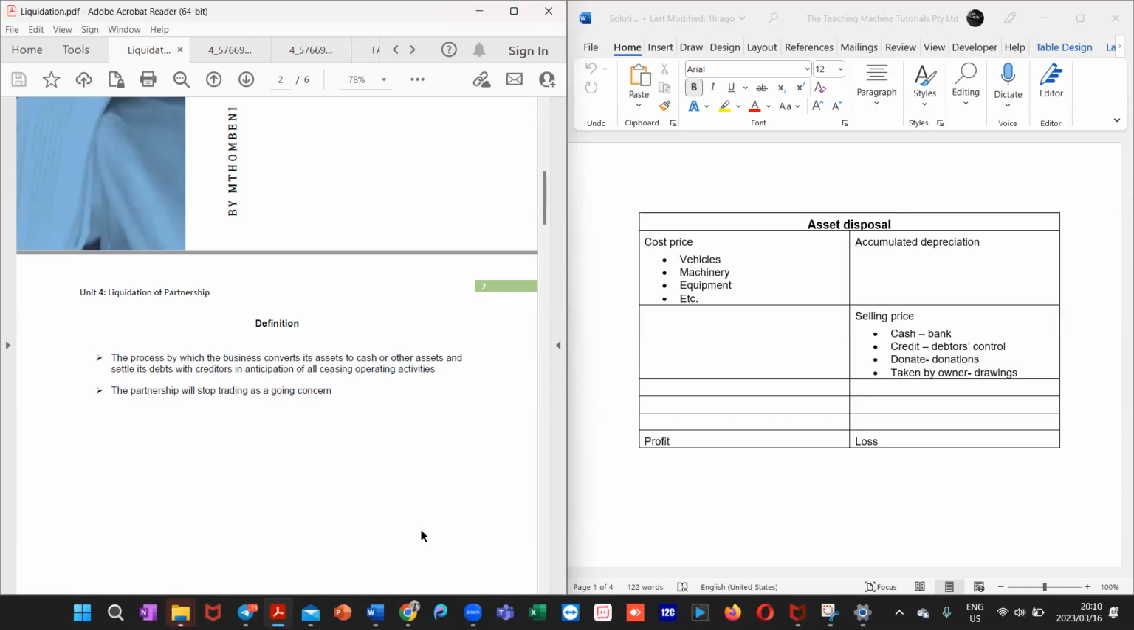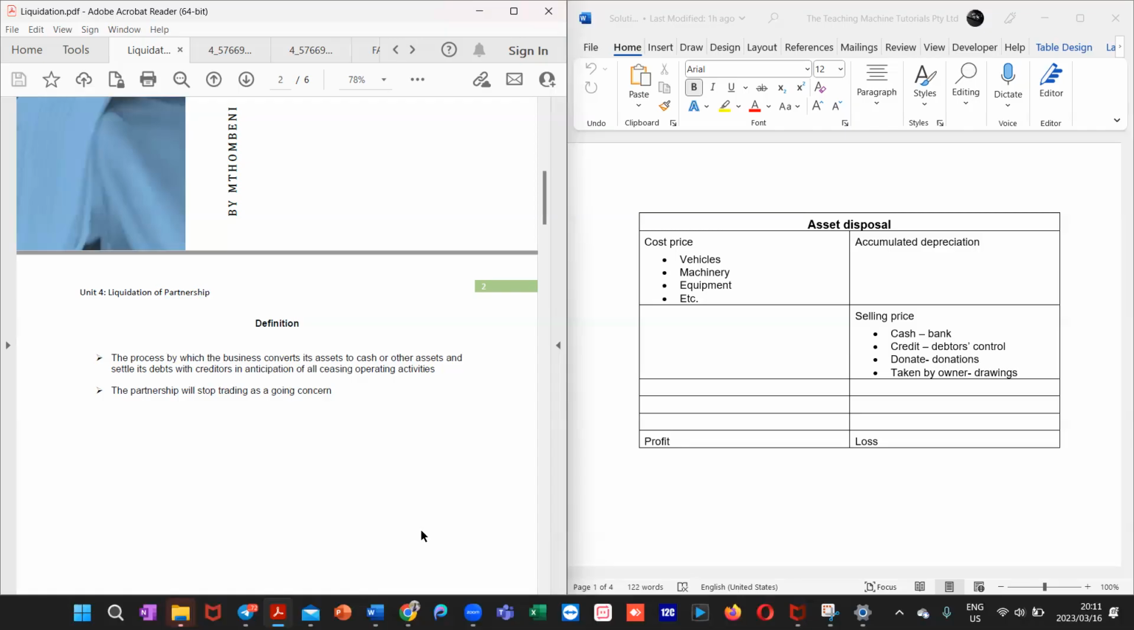So if they say the company is liquidated, it means that the company will convert its assets into cash in order to settle debt, and it won't be able to continue. In the process of doing a liquidation, there might be a profit or loss. In today's lesson, we're going to look at how we work out the profit and loss for liquidation. On your right screen, you have asset disposal.